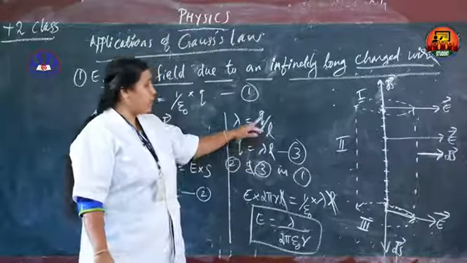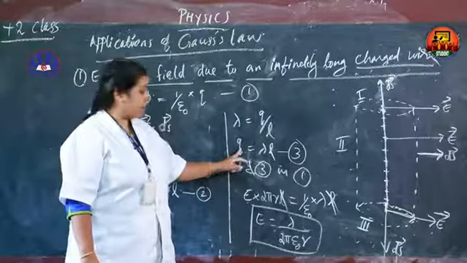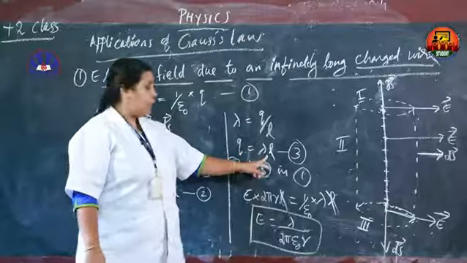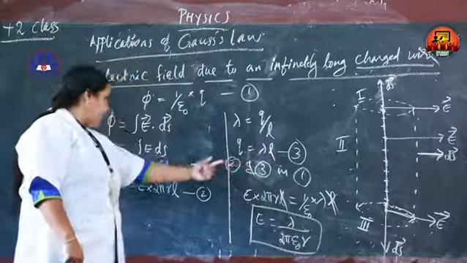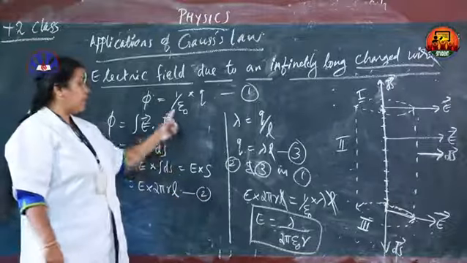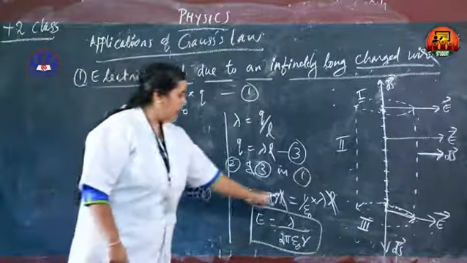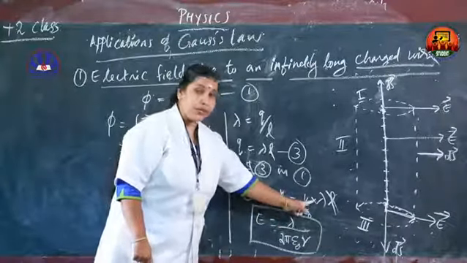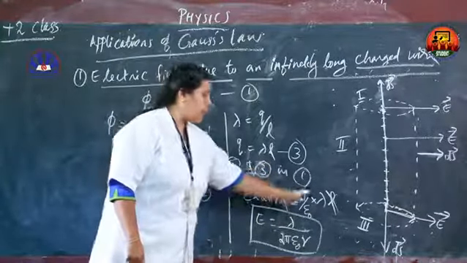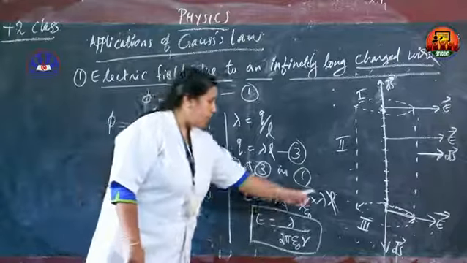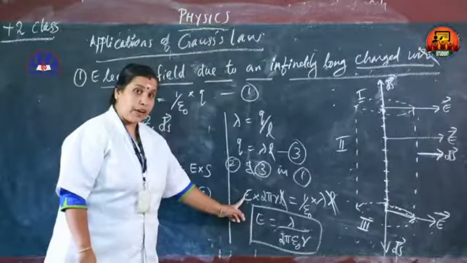Now from this we can get the equation for Q as lambda L. Okay. Now by substituting the third equation as well as the second equation in the first equation, you will get E into 2 pi RL equals 1 by epsilon 0 into Q. Instead of Q you can give lambda L. You can cancel L on both sides, and our aim is to find again what?